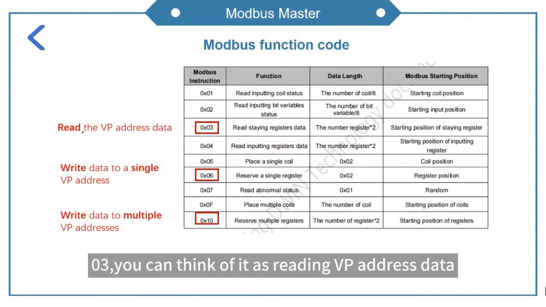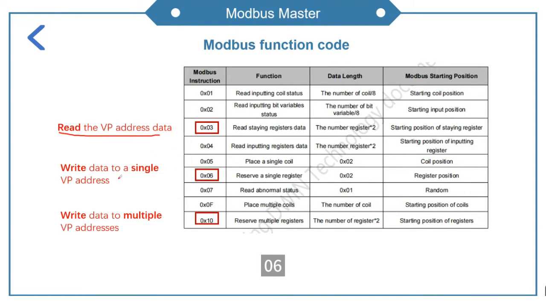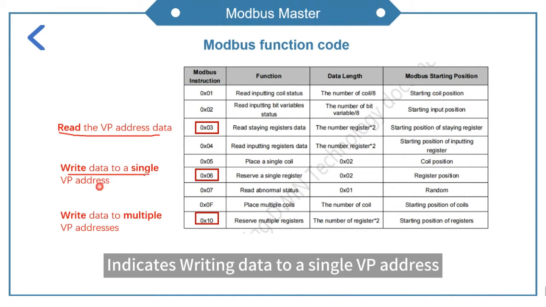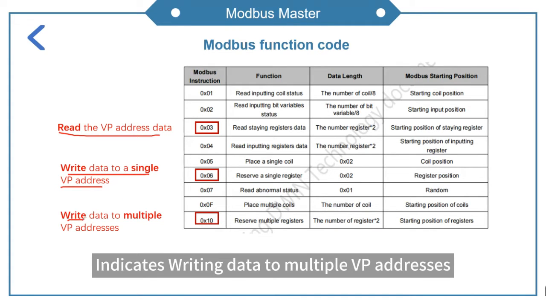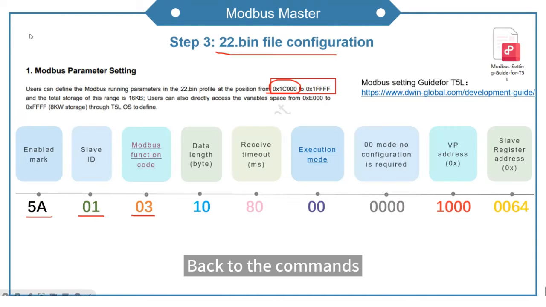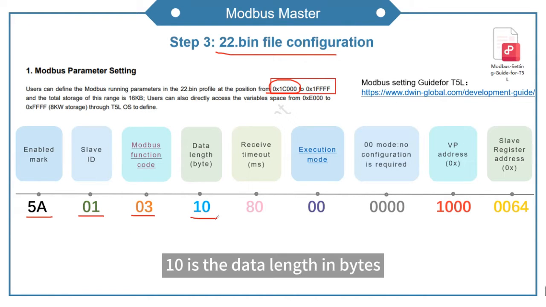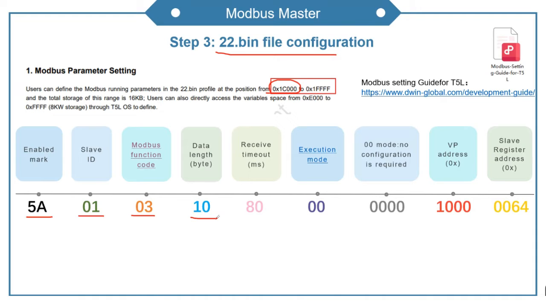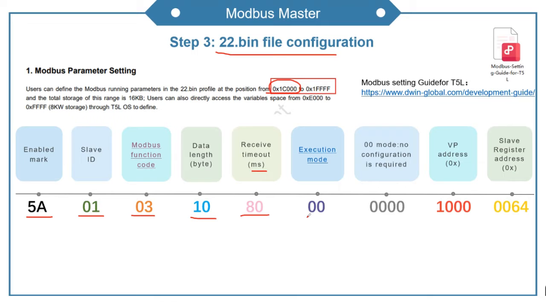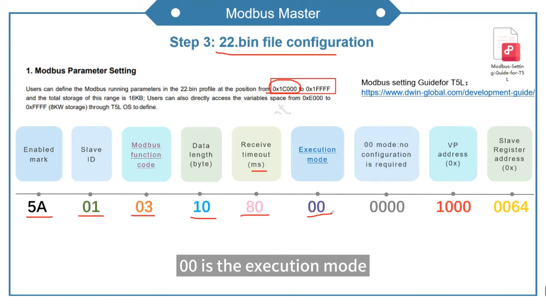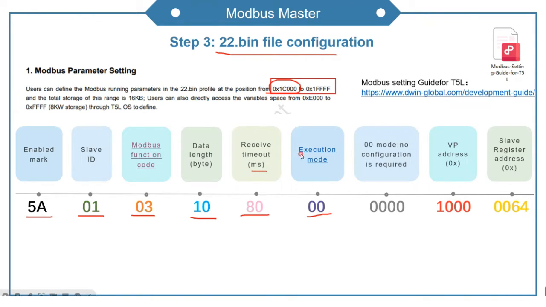03, you can think of it as reading VP address data. 06 indicates writing data to a single VP address. 10 indicates writing data to multiple VP addresses. Back to the commands. 10 is the data length in bytes. 80 is receive timeout in milliseconds. 00 is the execution mode.